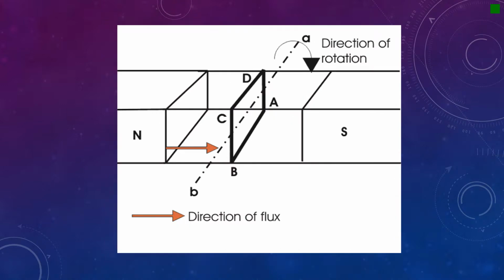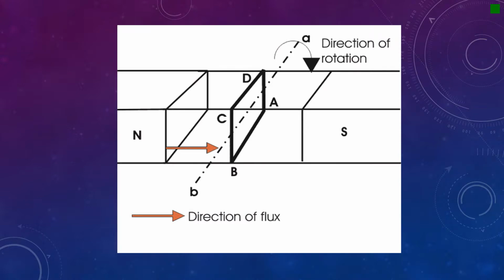Now, if we allow the loop to move further, it will come again to the vertical position, but now the upper side of the loop will be CD and the lower side will be AB. At this position, the tangential motion of the loop is parallel to the flux lines of the field. Hence, there will be no flux cutting and there will be no current in the loop. If the loop rotates further, it comes again to the horizontal position, but now the AB side of the loop comes in front of the N pole and CD comes in front of the S pole.